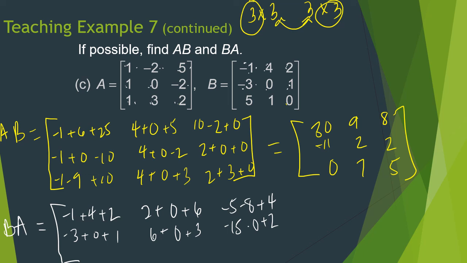Last row. 5 times 1 is 5. 1 times 1 is 1. 0 times 1 is 0. Okay? And then we have 5 times -2 is -10. 1 times 0 is 0. 0 times 3 is 0. -5 times 5 is -25. 1 times -2 is -2. And 0 times 2 is 0.